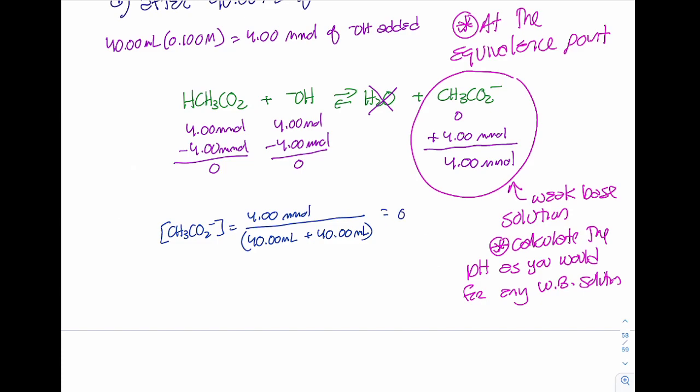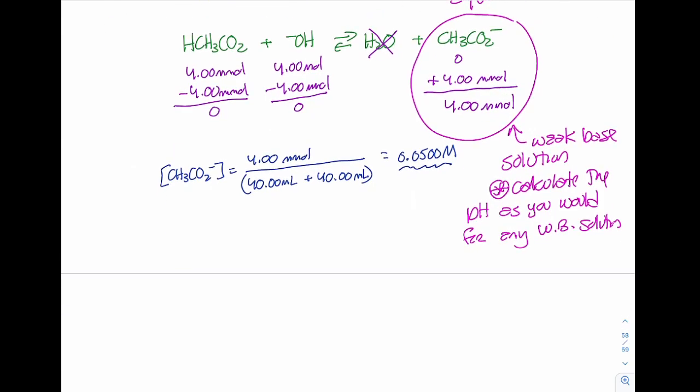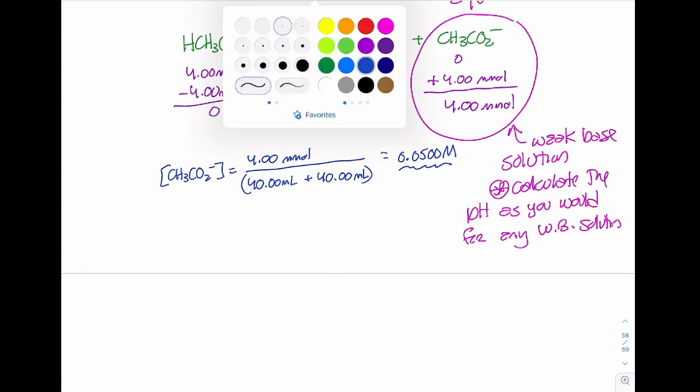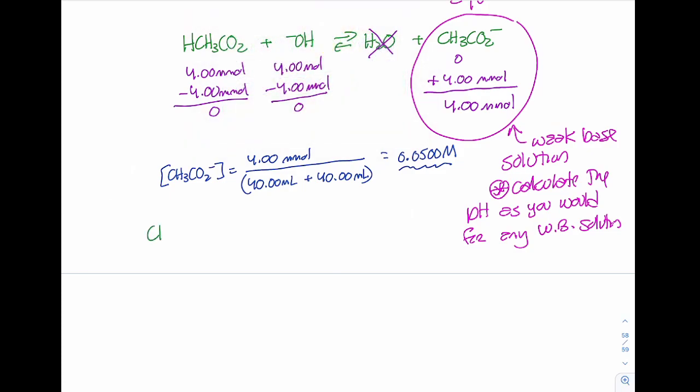So I have a concentration of 0.0500 molar. Keep in mind this is a weak base, not a strong base, so I now need to write my base dissociation equilibrium equation. So I'm going to have my base. I'm going to react it with water. We're going to get hydroxide ions plus my conjugate acid, which I'm going to run out of room to write.